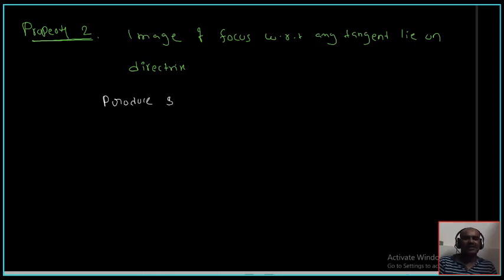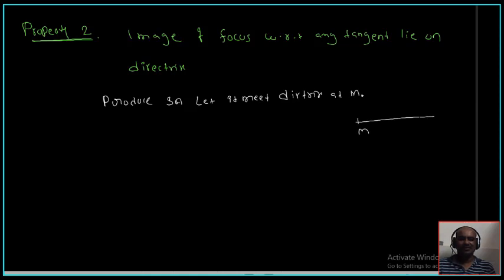What is that SA? Let it meet the directrix at M. Now we want to prove that M is the image of S. Here already M, this is S, this is A. This is any tangent, here perpendicular. If you prove A is the midpoint of MS, automatically you can say that M is the image of S with respect to this tangent.